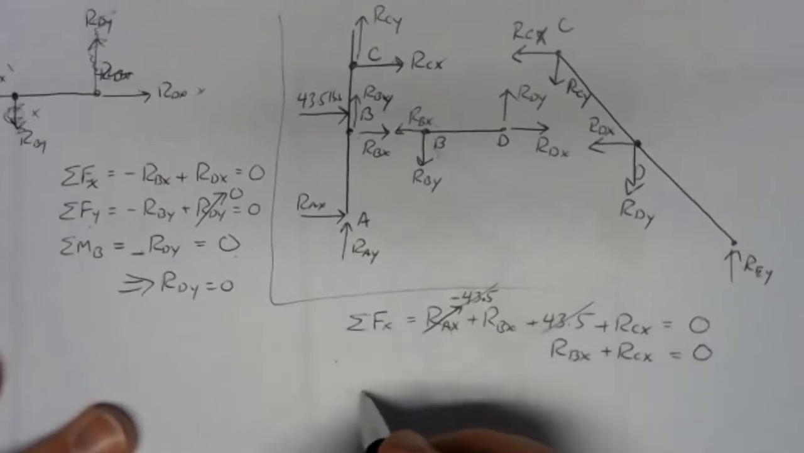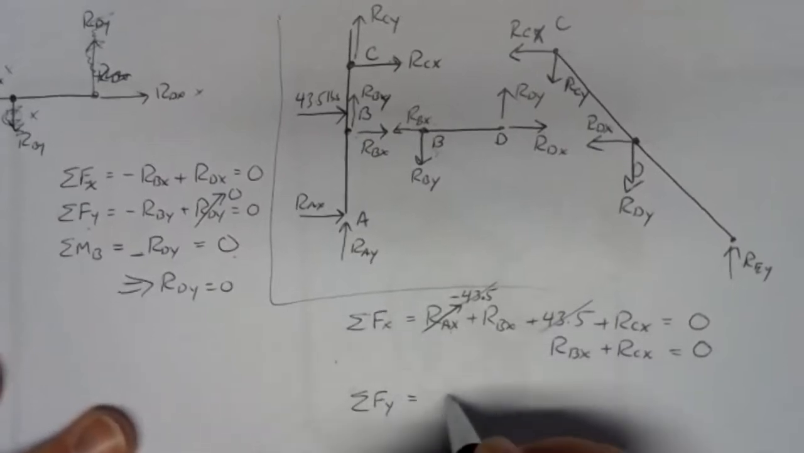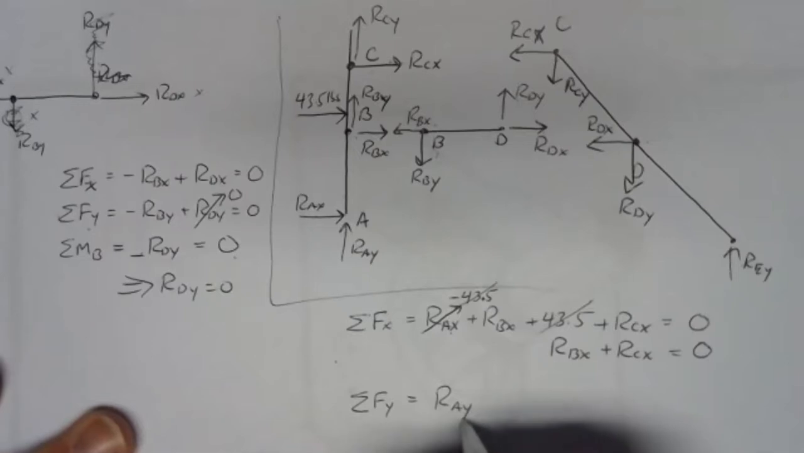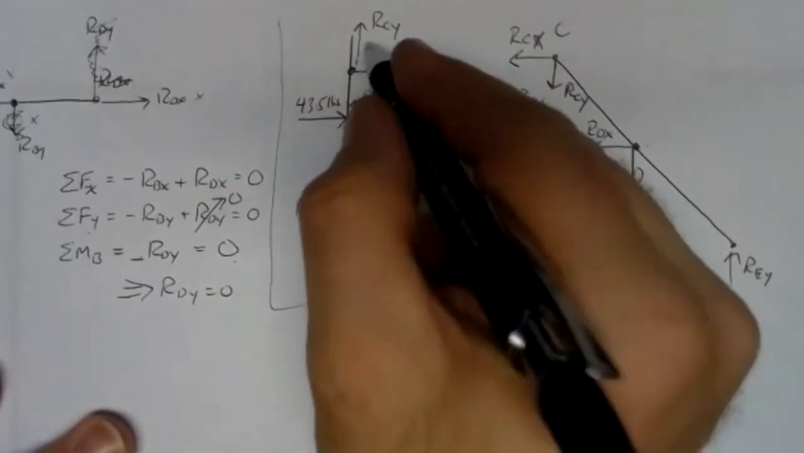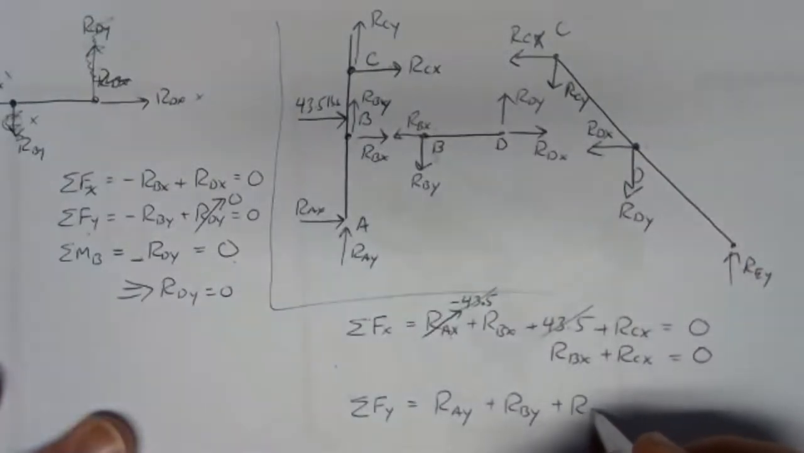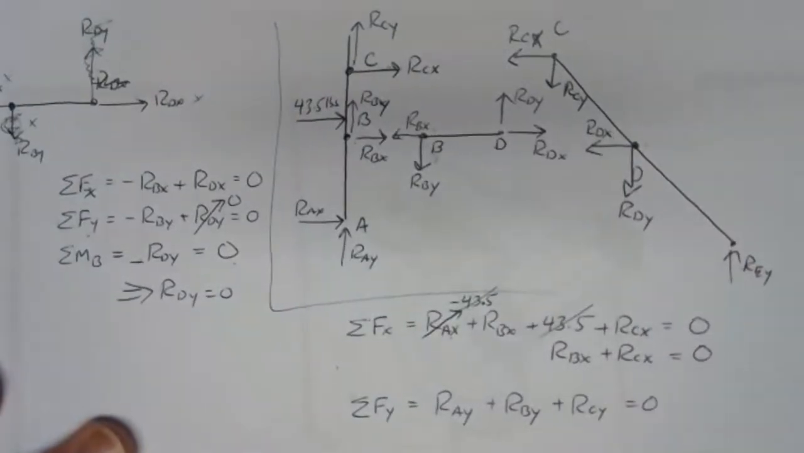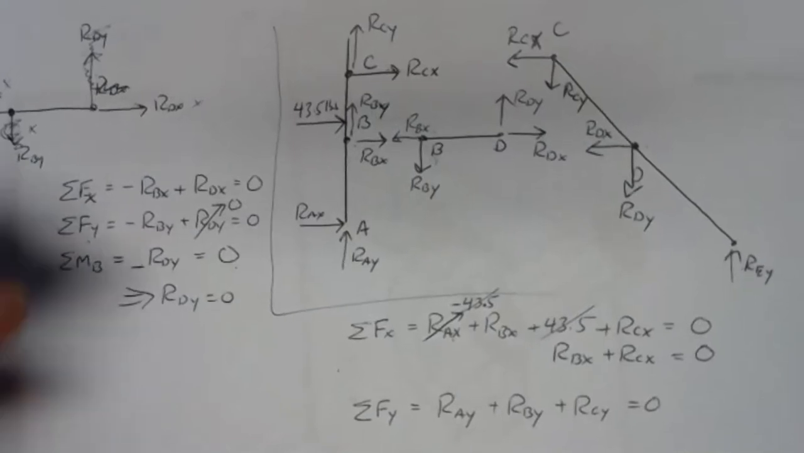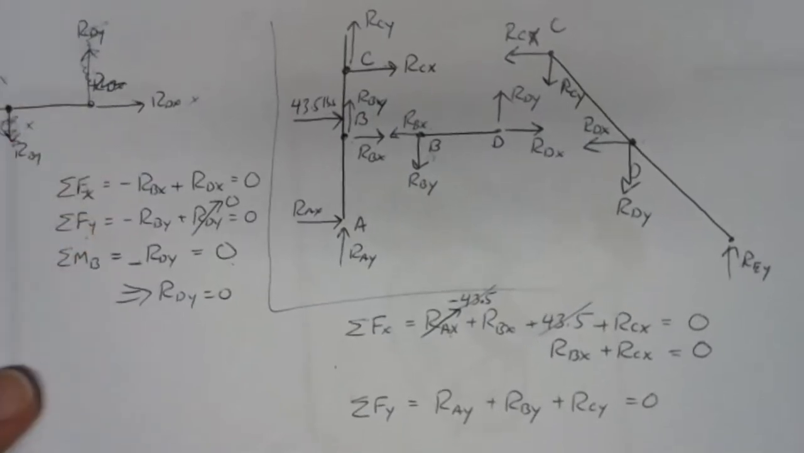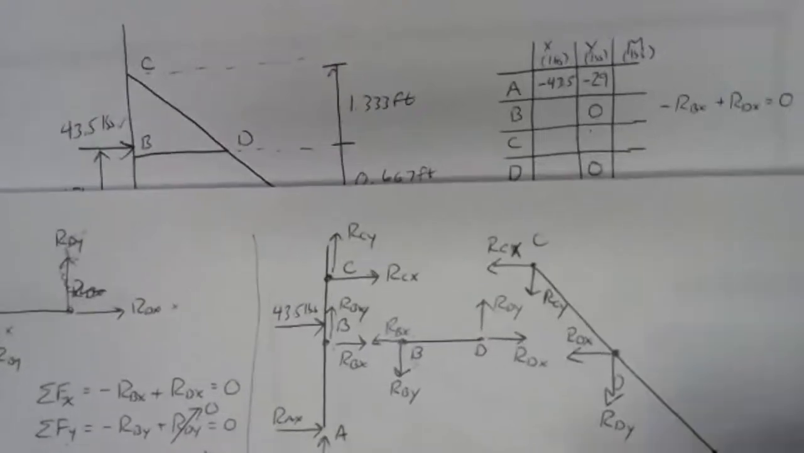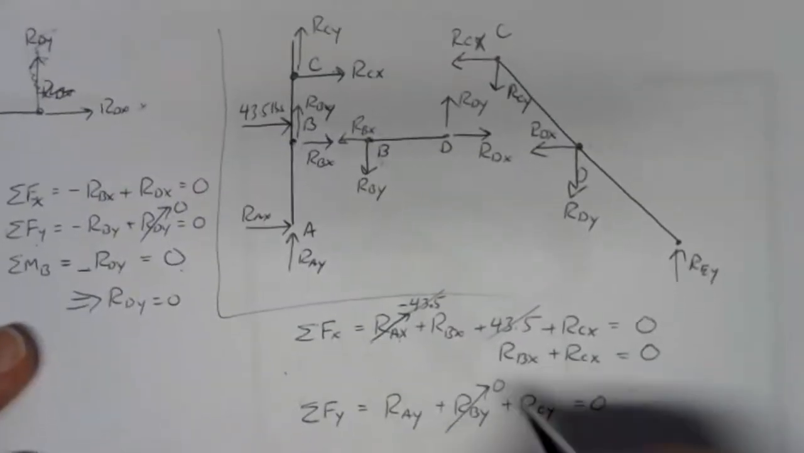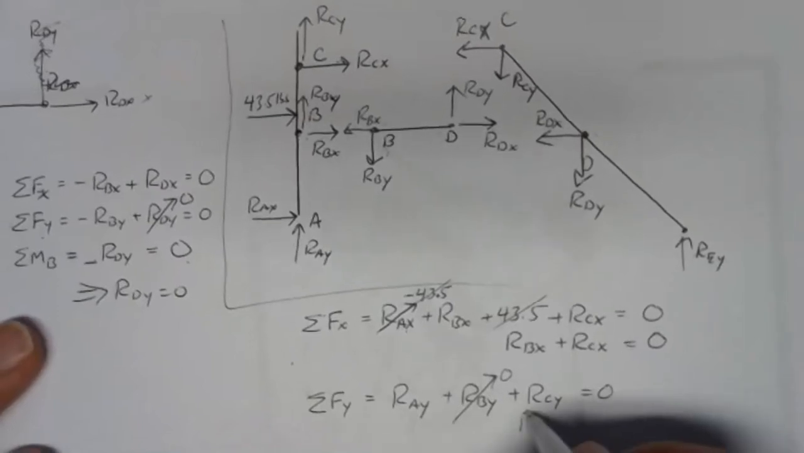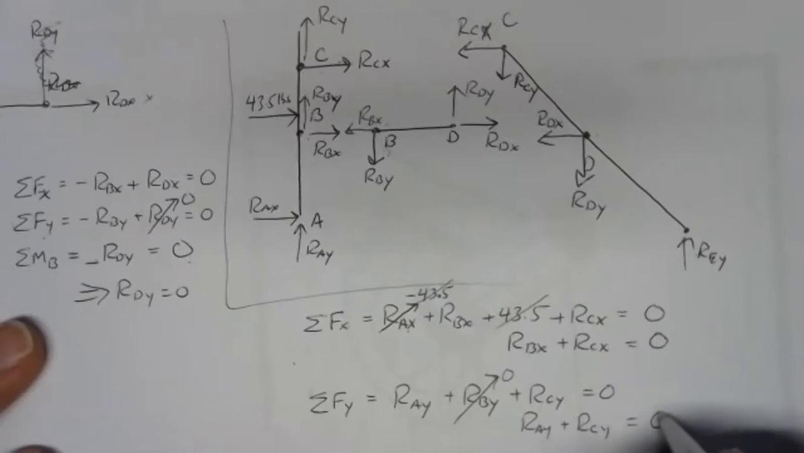Let's do the sum of forces in the y direction. In the y direction, I've got a positive RAY. I've got a positive RBY. And I've got a positive RCY. But if we go back to our table and see what we can fill in, we just figured out our by is 0. So we can drop that out of the equation. And we just have RAY plus RCY equals 0.